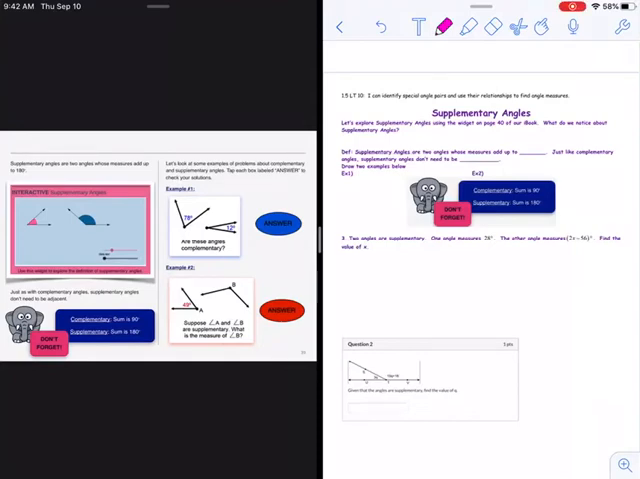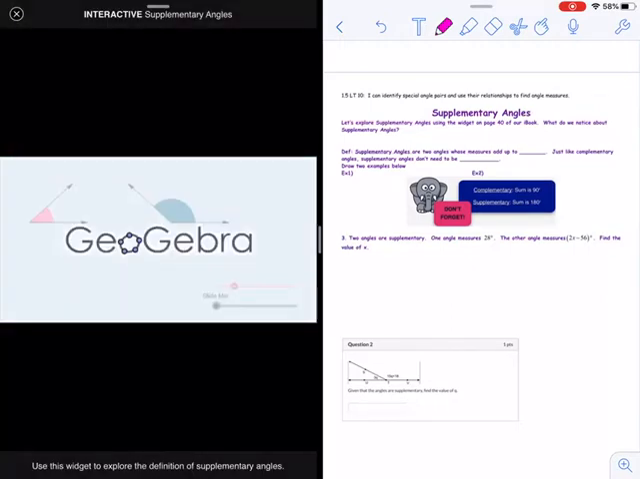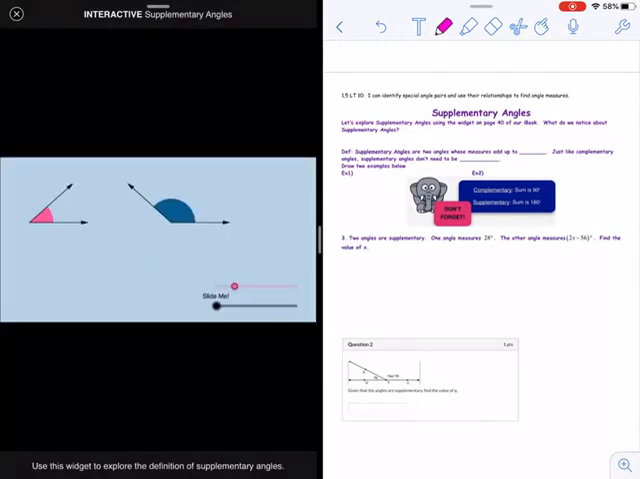All right, students, so we're back here with the supplementary angles. So we just talked about complementary angles. Now let's talk about supplementary. So I'm getting back in the iBook. Here's a widget where I can, again, what do you think the relationship between supplementary angles are?